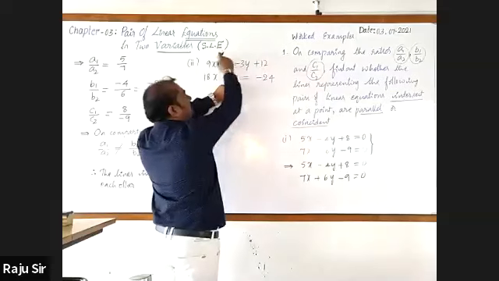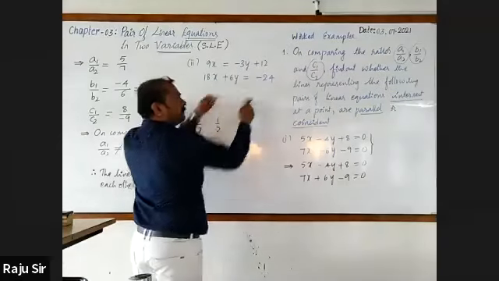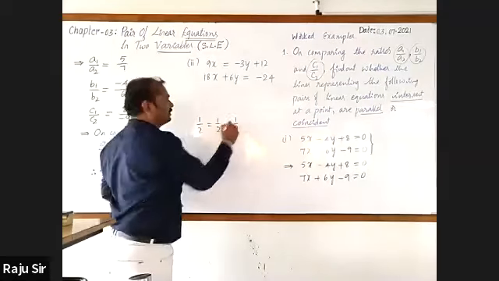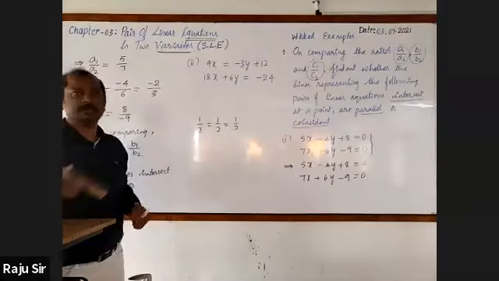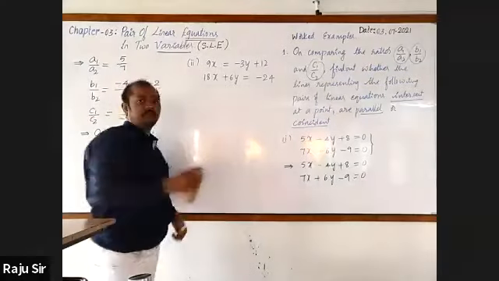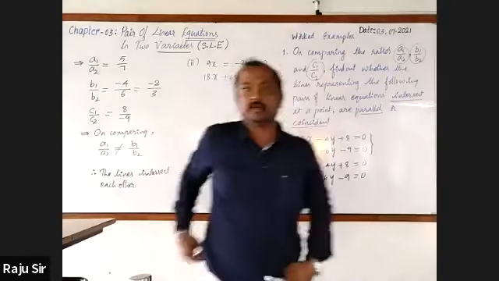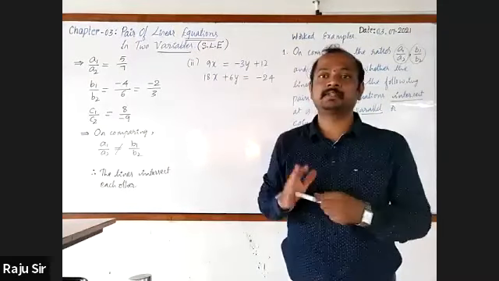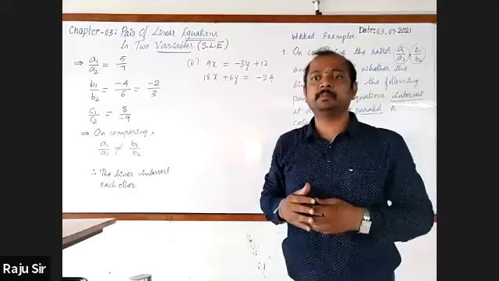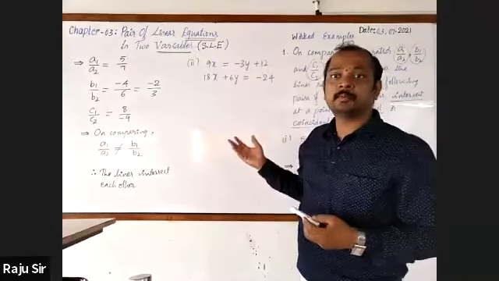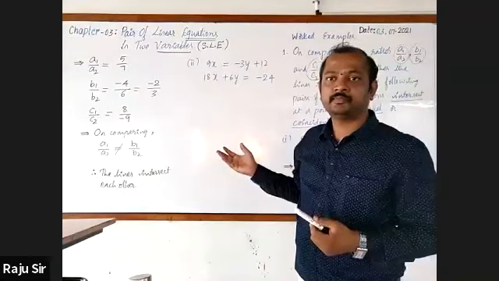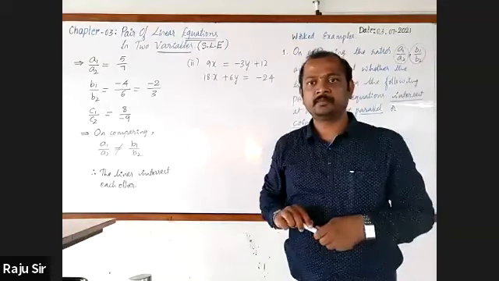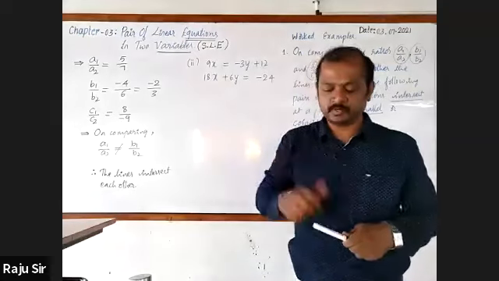Next, 12 to the left hand side, minus 12. Minus 12 by minus 24 is 1 by 2. Then all are equal. If all are equal, there are infinitely many solutions. If they have infinitely many solutions, what do you say about their graph? Coincident. Do you understand? Yes, very good.